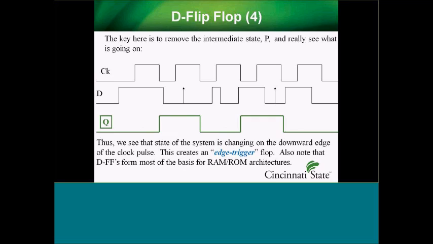All right. So basically, if you actually remove the intermediate state P, then you can really see what's going on. You can see, for instance, that when the clock goes low, Q grabs the value of D and holds it until the clock goes low again. Then it grabs the value of D, holds that until the clock goes low again. Then it grabs it here. Same thing, clock goes low, and it grabs that value and holds it.